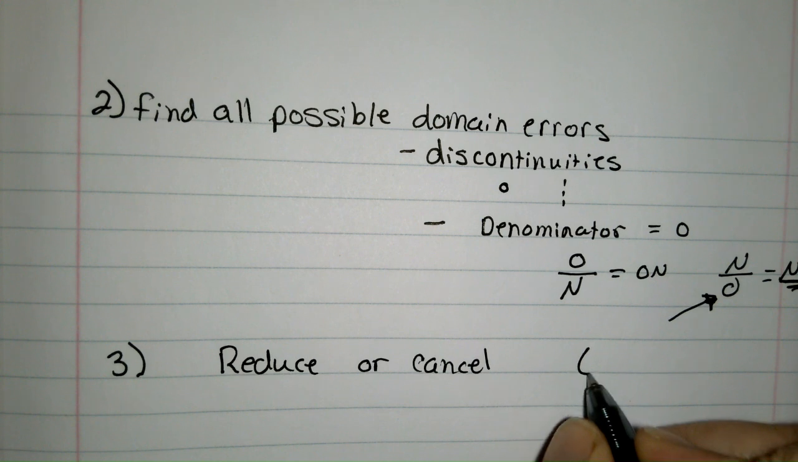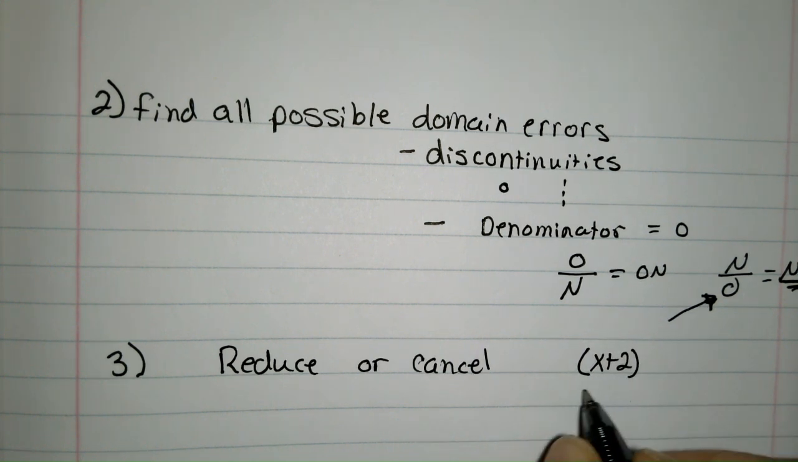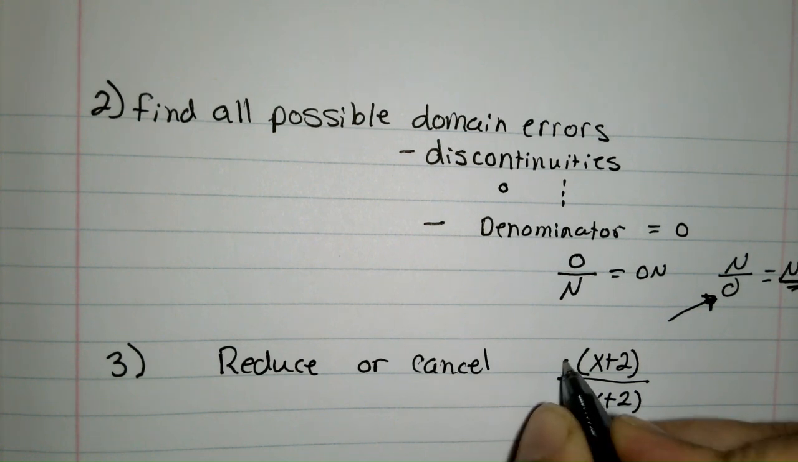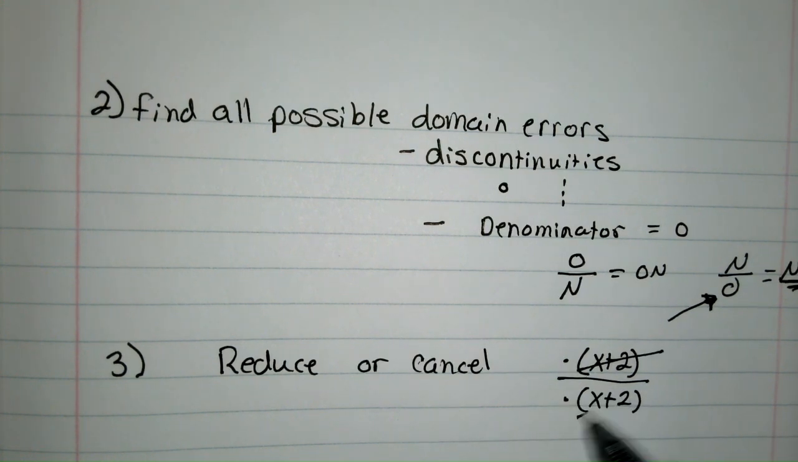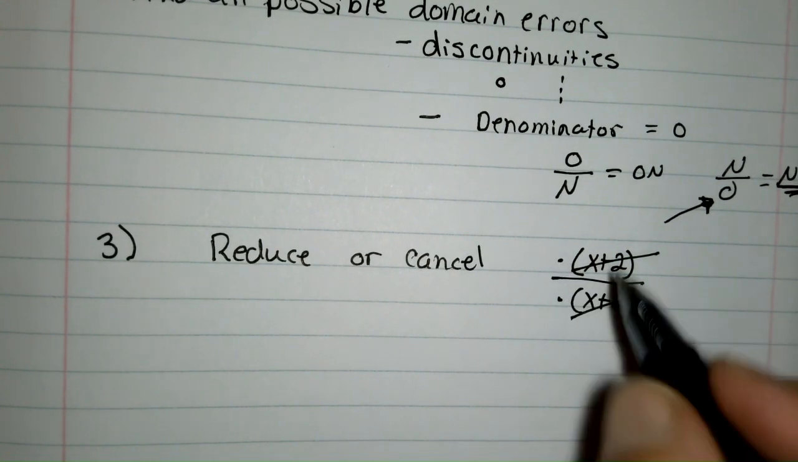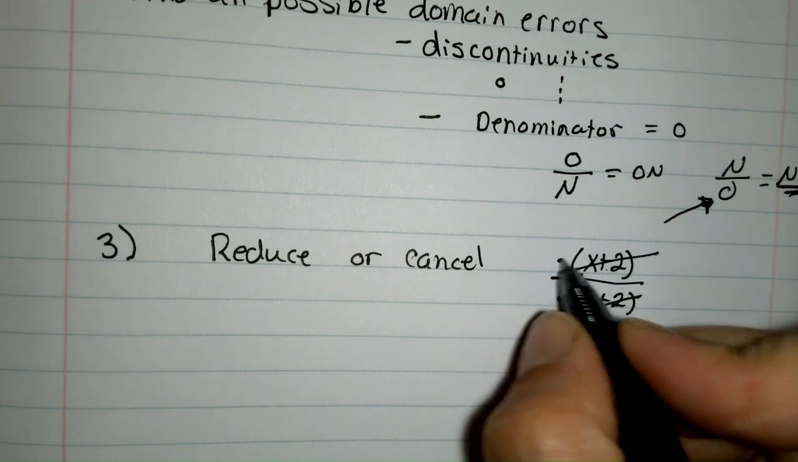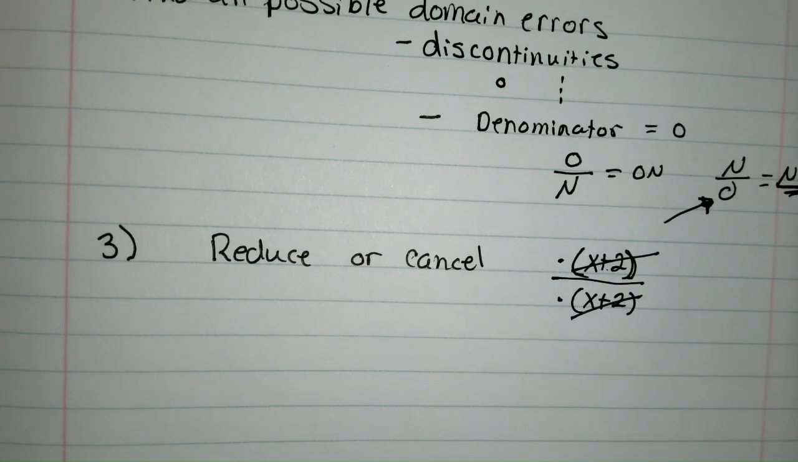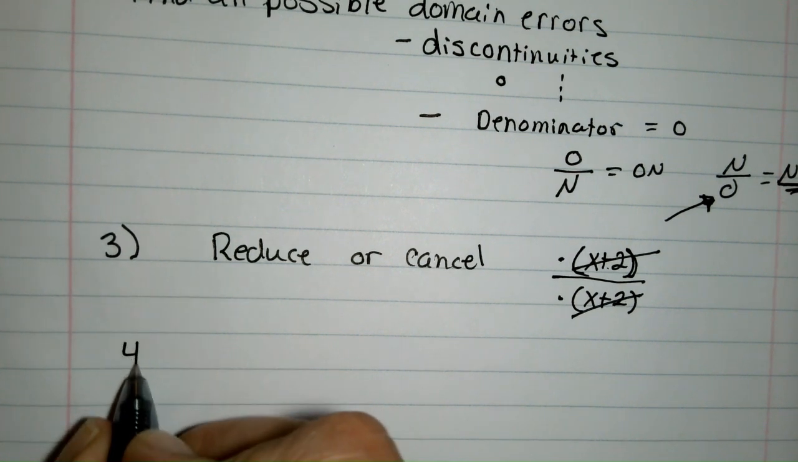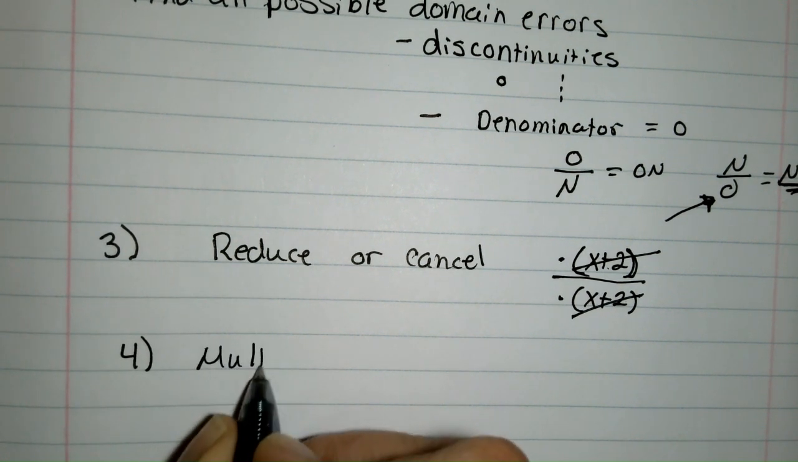If I have x plus 2 in the numerator and I have x plus 2 in the denominator, those are multipliers, right? Those will cancel. Because again, we can cancel a multiplier. And here, we're not canceling the plus 2, we're canceling the entire parenthesis, which is a product, right? That's why we factor, is to write it as a product or a multiply problem. And then step 4 is to multiply what's left.